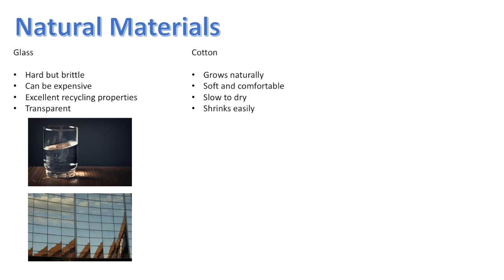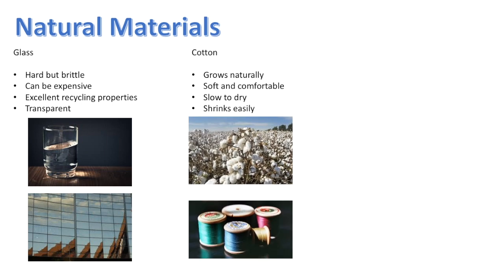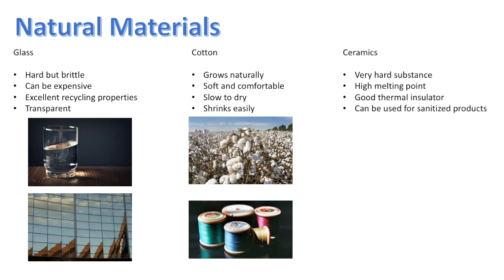Cotton then is grown naturally, and in its raw form you can use it as like sort of cotton buds and cotton wool. And when it's processed, then it can be used as thread, so you can use it as jumpers or shirts or different items of clothing.